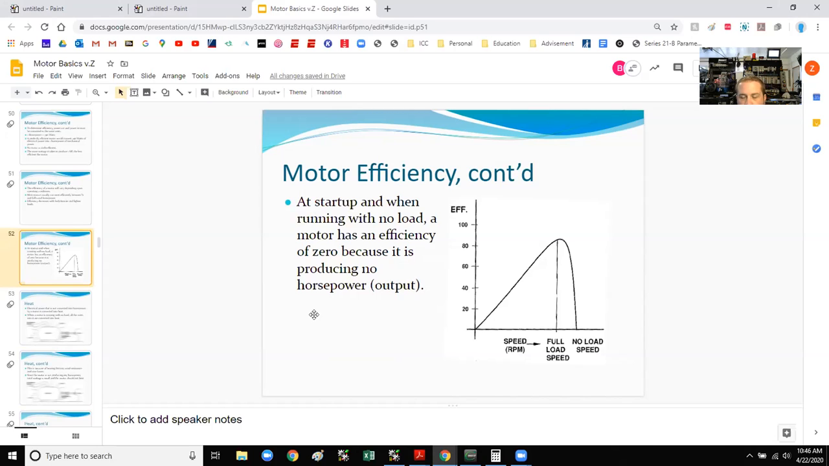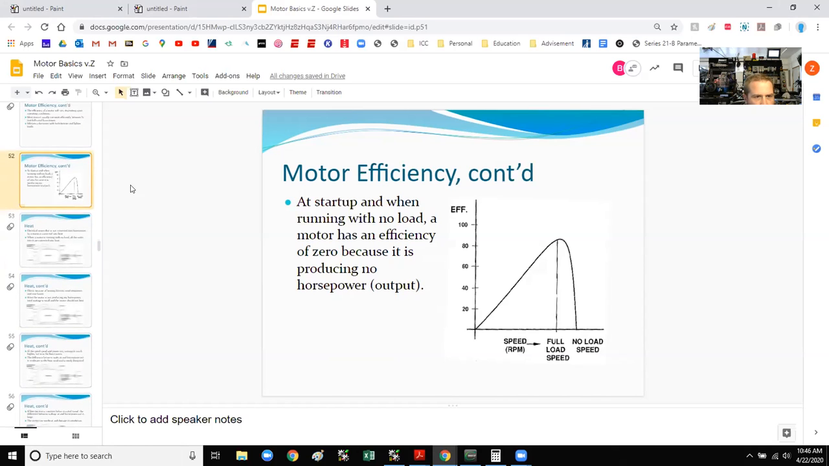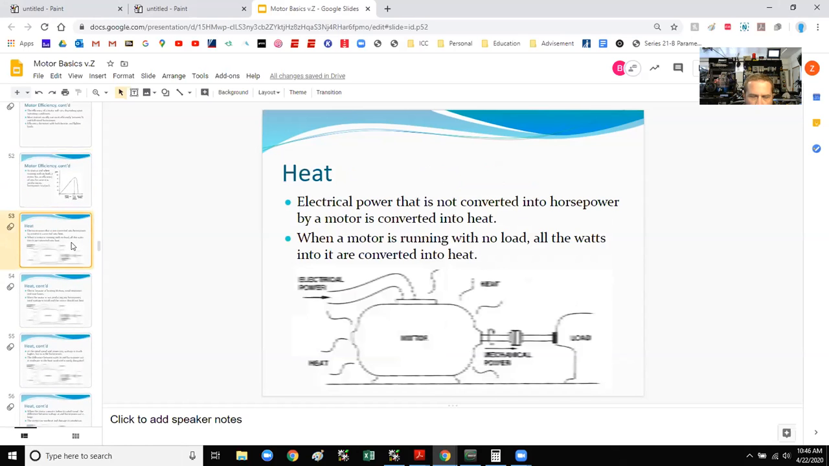Why would you say it's not super efficient when there's 0 load on it? Because that's not what they're made for. If there's 0 load on it, how much torque is on it? None. 0. Just get hot.